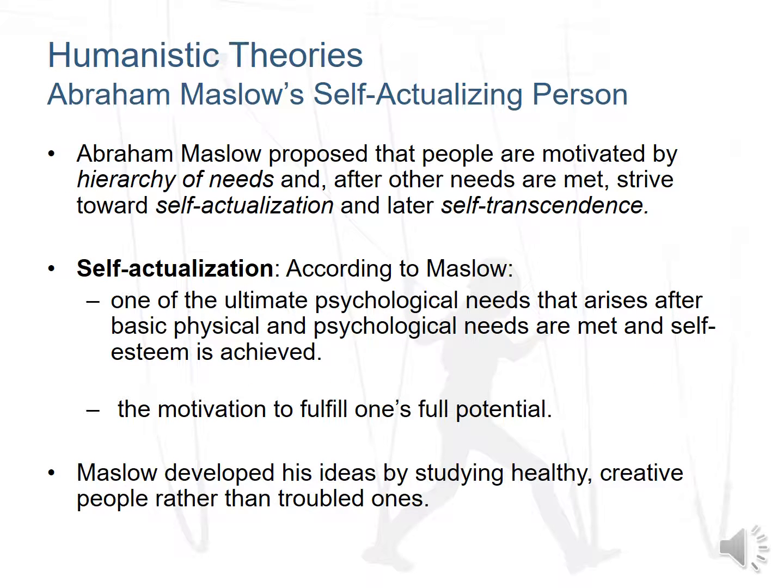Abraham Maslow proposed that people are motivated by a hierarchy of needs, and after one's needs are met, they strive towards self-actualization and later self-transcendence. According to Maslow, self-actualization is one of the ultimate psychological needs that arises after basic physical and psychological needs are met and self-esteem is achieved. It is really the motivation to fulfill one's potential. Maslow developed his ideas by studying healthy, creative people rather than troubled ones, which is a departure from what Freud had studied.